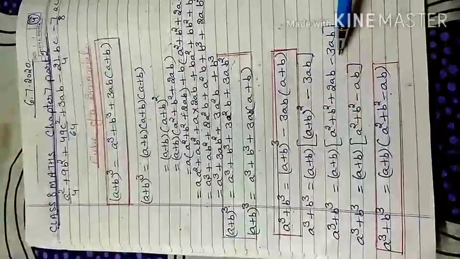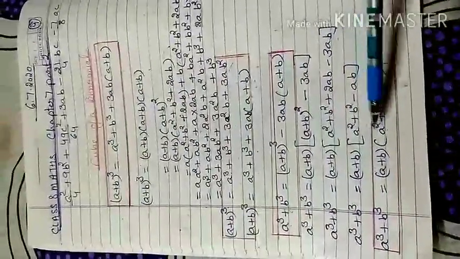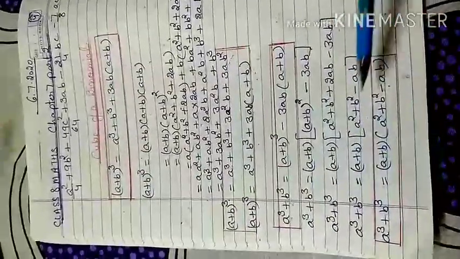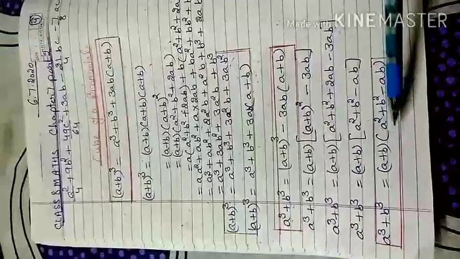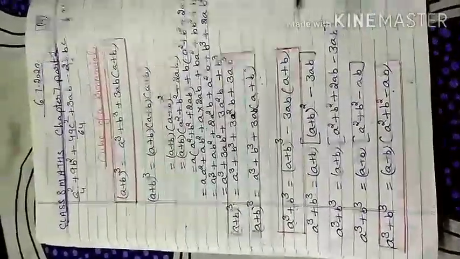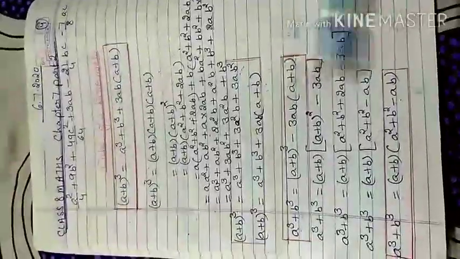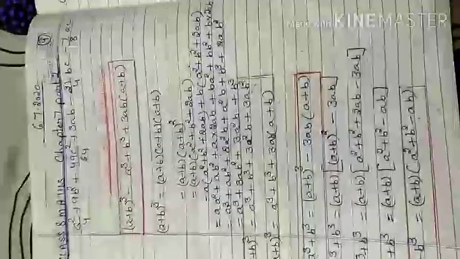So when you open this, (a+b)² - 3ab gives a² + b² - ab. So that is another formula of a³ + b³: (a+b)(a² + b² - ab). When you expand further, you get a³ + b³. So this also has two formulas.